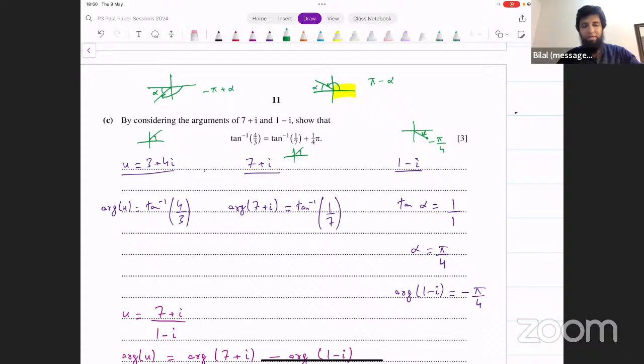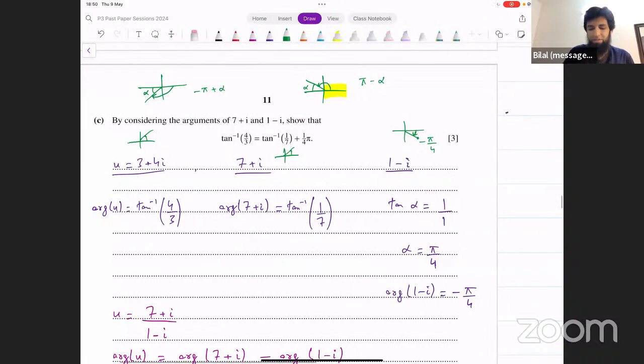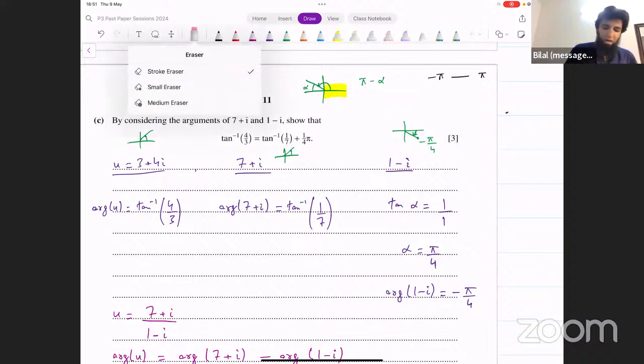In the first and second quadrants, arguments are supposed to be positive. In the third and fourth quadrants, we write arguments as negative numbers because the convention that Cambridge uses is that the arguments have to be between minus pi and pi. There's another convention of writing this from 0 to 2 pi as well, but Cambridge generally prefers that you write arguments within this interval from minus pi to pi. So in the first and second quadrants, you would write positive arguments. In the third and fourth quadrants, you would write negative arguments. All right. So that's what we get.